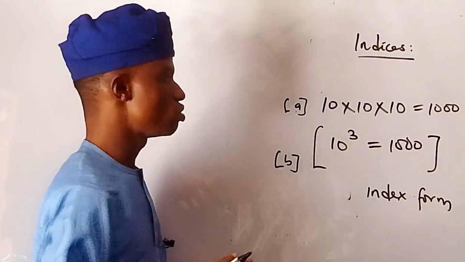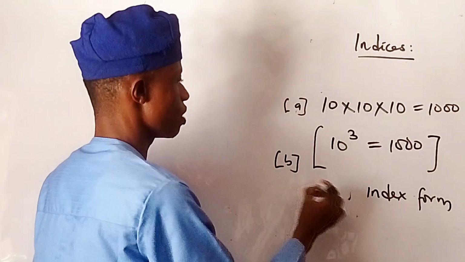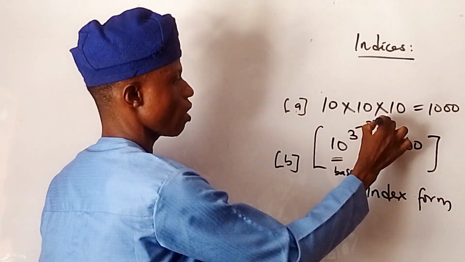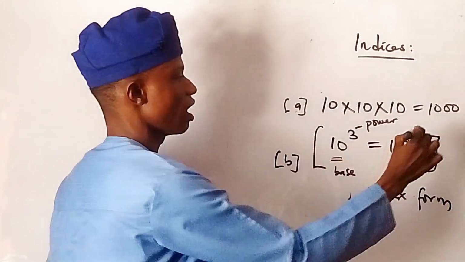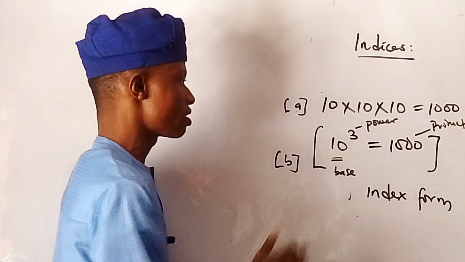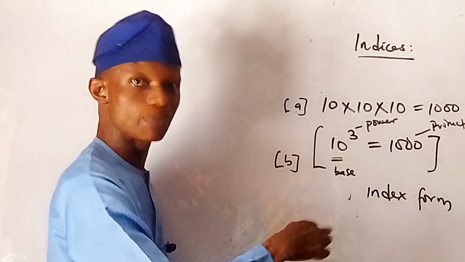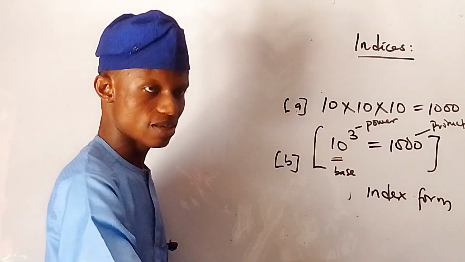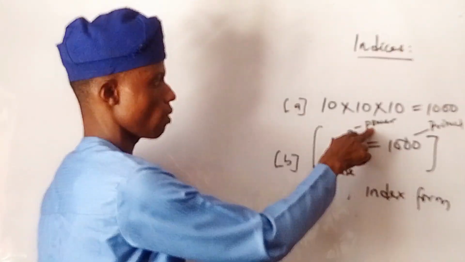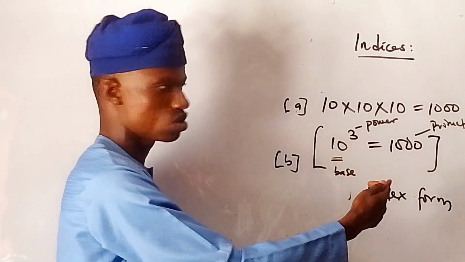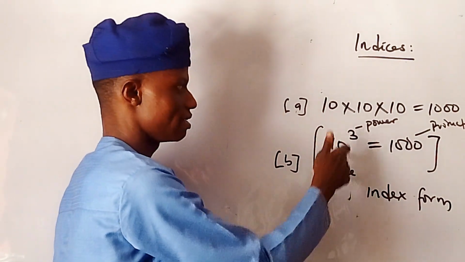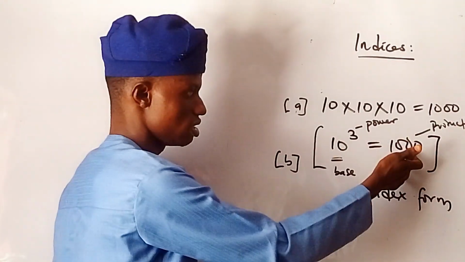Now, there are 3 things you need to know about an index expression. We have the base, which is 10. We have the power, which is 3. And then we have the product, which is 1000. All right, 10 is the base. That is the number we keep multiplying. Any number you keep multiplying by itself is the base. The number of times that you have multiplied that number is the power. And the product is the result of your repeated multiplication. Say, for instance, if you are multiplying the same base by itself 3 times, the product is 1000.